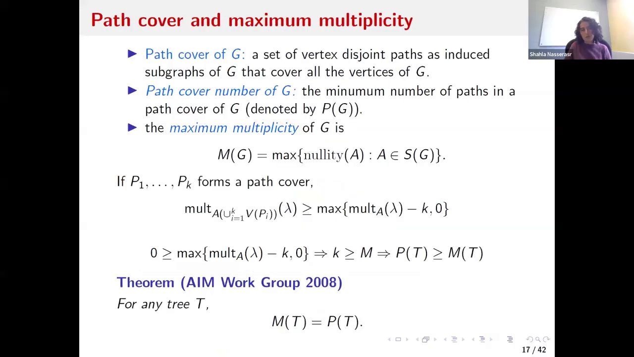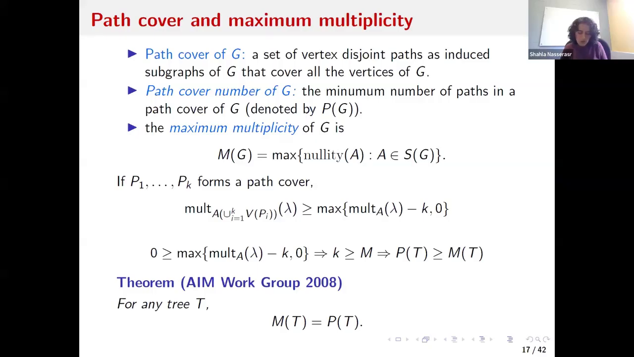But in fact, we learn a lot more than that. So this is another example. For that, we need the definition of path cover number. A path cover is simply a set of disjoint paths that cover all of the vertices of the graph. And the path cover number is the minimum cardinality of such a set, so the minimum number of paths that cover all of the vertices. It's denoted by a capital P of the graph.